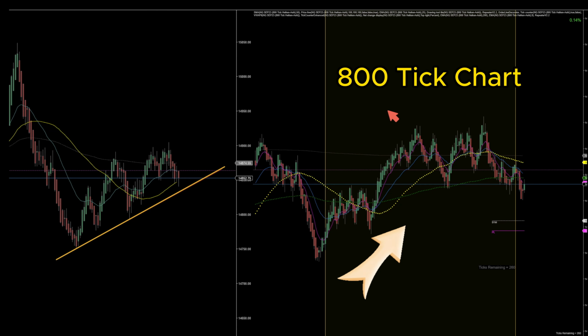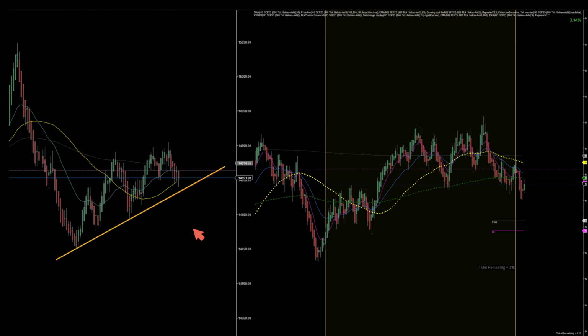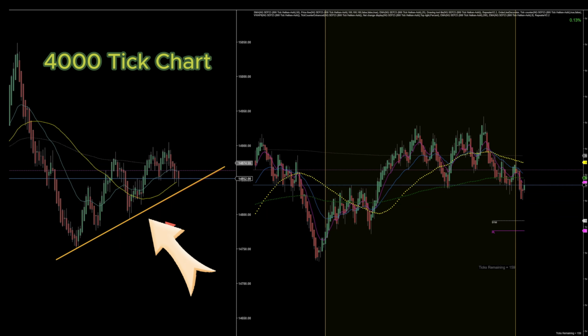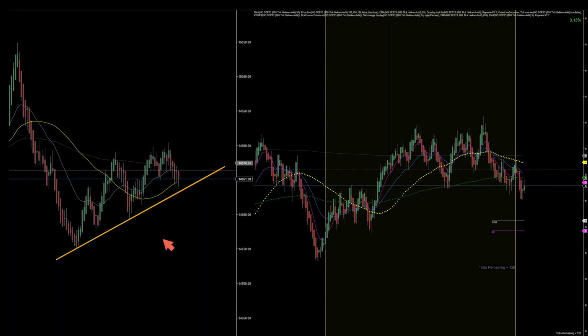This is an 800 tick chart on the right. On the left, this is a 4000 tick chart. I use this for the bigger picture to understand what the price is doing. On the 800 tick chart, I try to look for my signal bar, entry bars, entries, exits, etc.